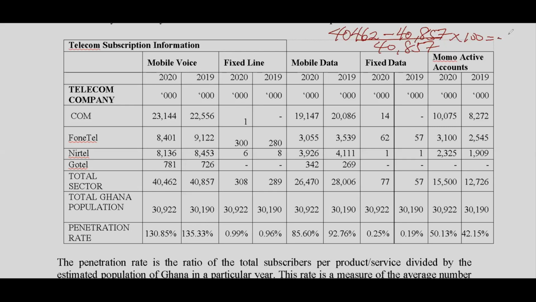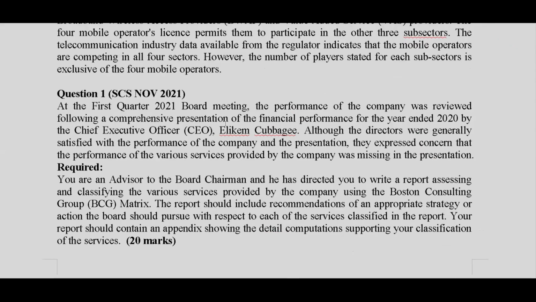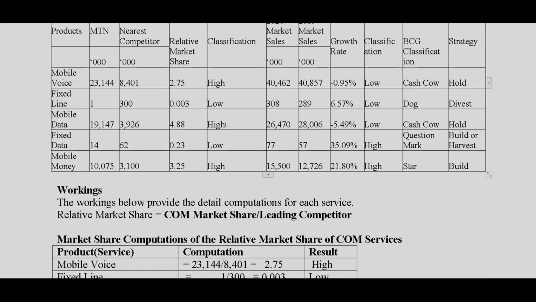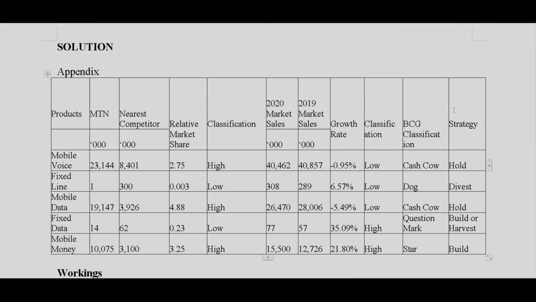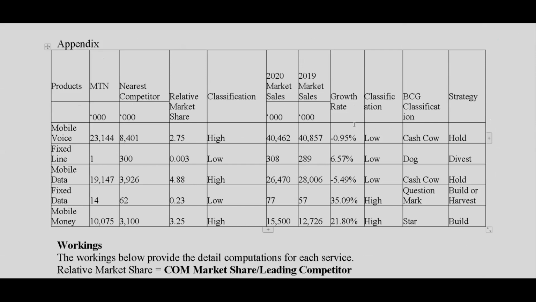negative 0.096%, okay? Which is so low. But we still had it as low anyway. So it will still give you the same answer, but once sector revenues have been given, it's better to use that one. So this is how you go about the calculation, okay? So after you do, it's not necessary to do this table. You can arrange it in a vertical form. So we see mobile voice becomes a cash cow. So for a cash cow, there are some strategies that you need to know.